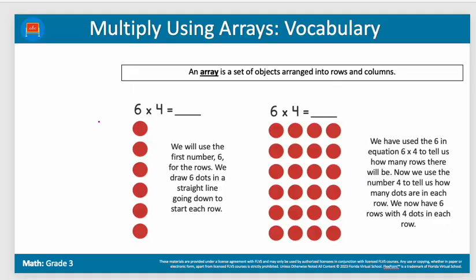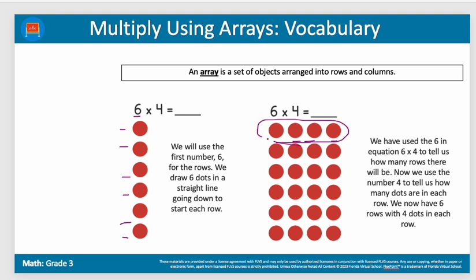Let's go ahead and take a look at what an array is. So this says an array is a set of objects arranged into rows and columns. So if I wanted to show the multiplication problem 6 groups of the number 4, this is saying that my first number of 6 is the number of rows. So there's 1, 2, 3, 4, 5, 6. Then my number 4 is how many go in the row. So that's 1, 2, 3, 4.